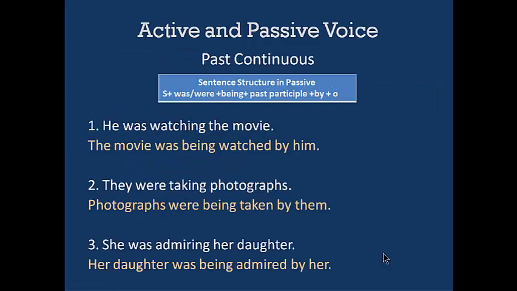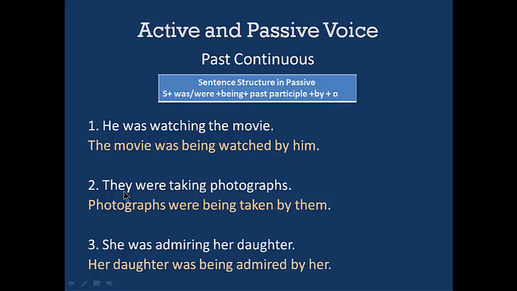Past continuous tense. It's very easy to understand past continuous if you have already comprehended present continuous tense. The only difference that we have here is the difference in the auxiliary verbs. The auxiliary verbs used in past continuous tense are was and were. He was watching the movie. The movie was being watched by him.